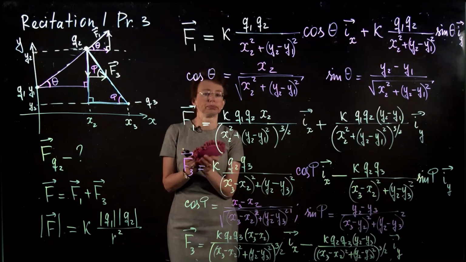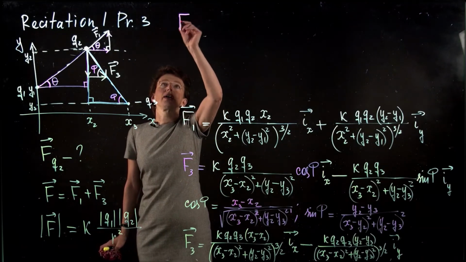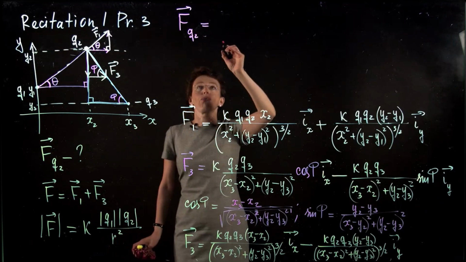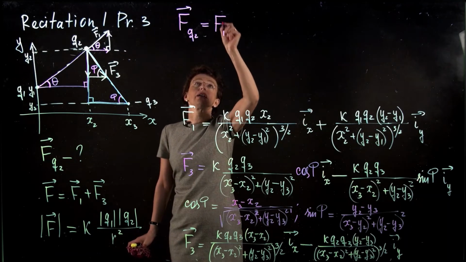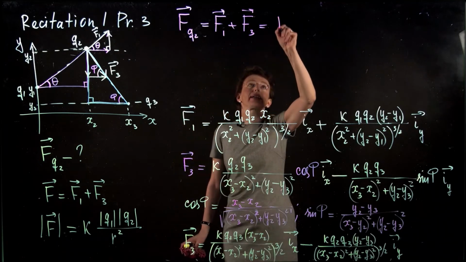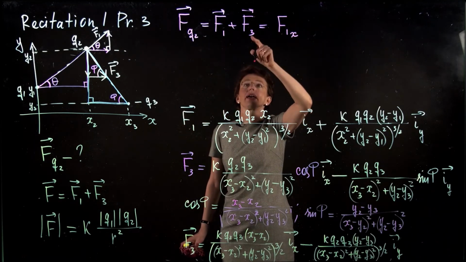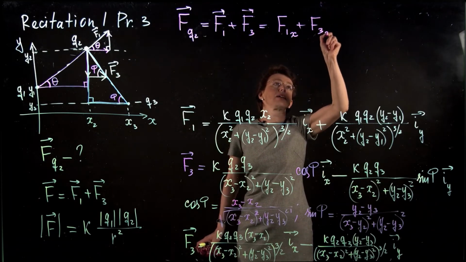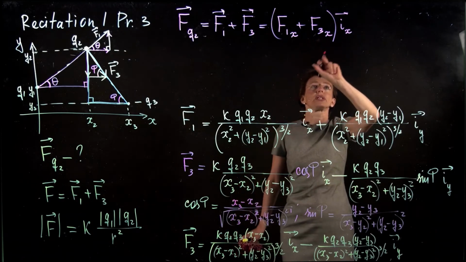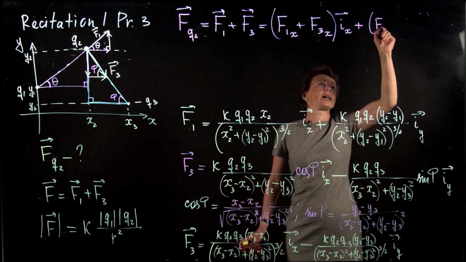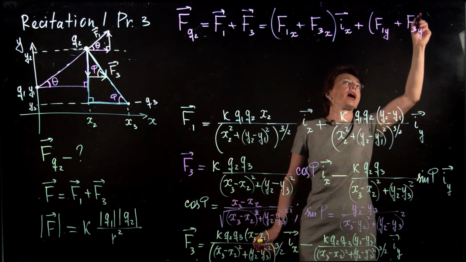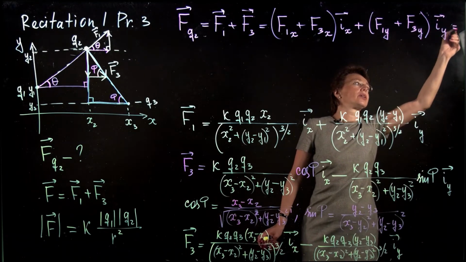I need to erase. The net force exerted on Q2 is the vector sum of F1 and F3, which means that we need to add the x components, F1x and F3x, and this will be Ix, the x component of the resultant, and then we add the y components, F1y plus F3y, and this will be Iy. So let's do it.